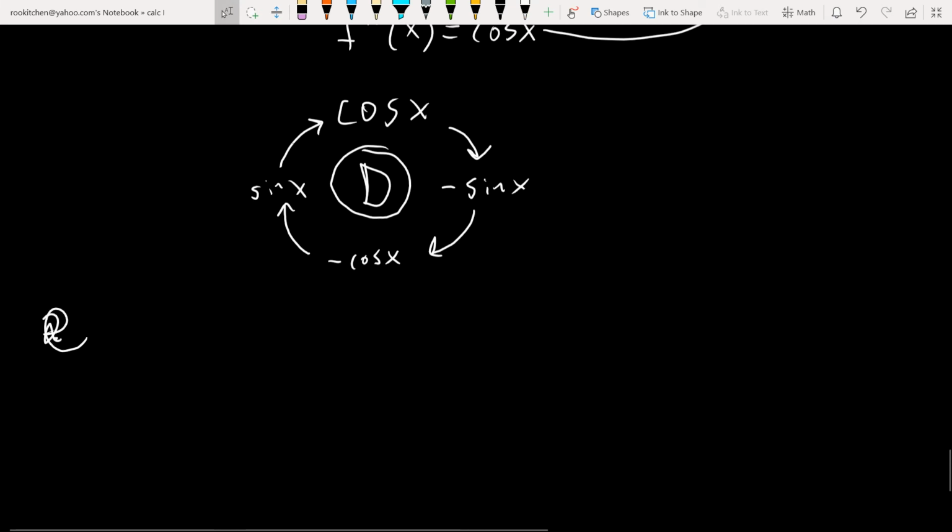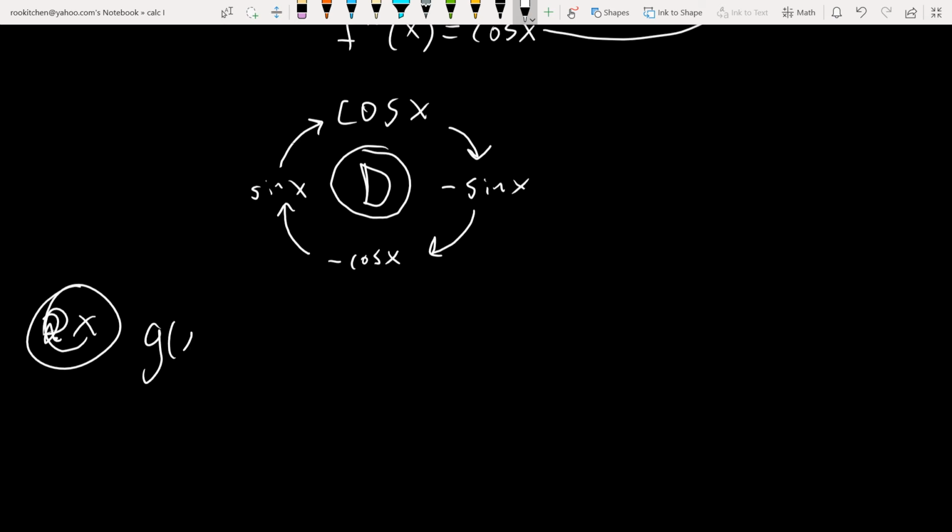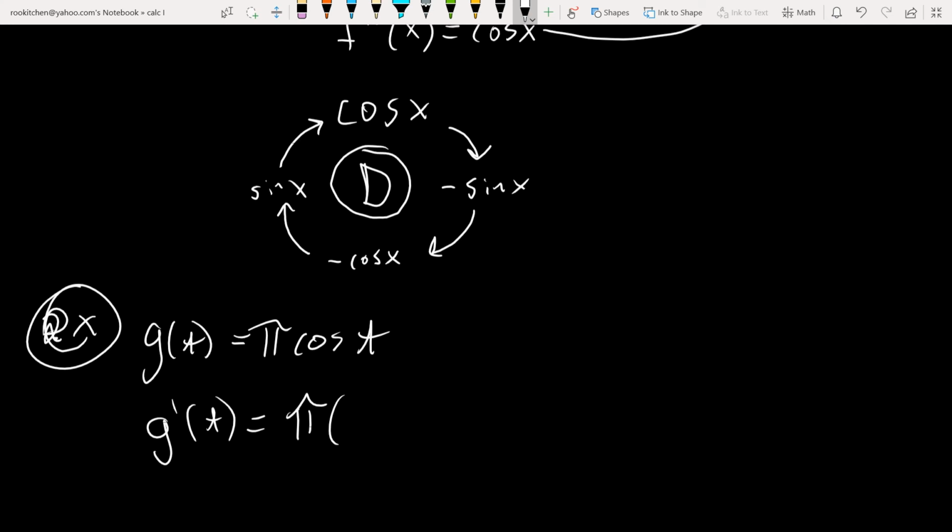So an example from the book. Let's say we have some function g of t equals pi times cosine t. Okay, so g prime of t, leave pi alone and take the derivative of cosine. You want to simplify this by bringing the negative out in front. So pi times negative sine t is going to be negative pi sine t.